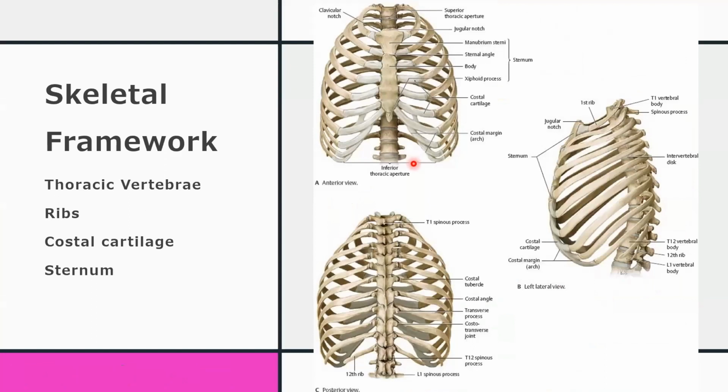If we look at the skeletal framework, the bones which make up the thorax, you have the vertebral column here. The thoracic vertebrae. There are actually 12 thoracic vertebrae which make up the thorax. From each of these 12 thoracic vertebrae, you have ribs coming out. These are the ribs.